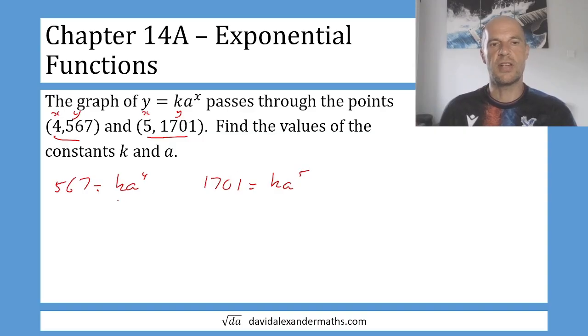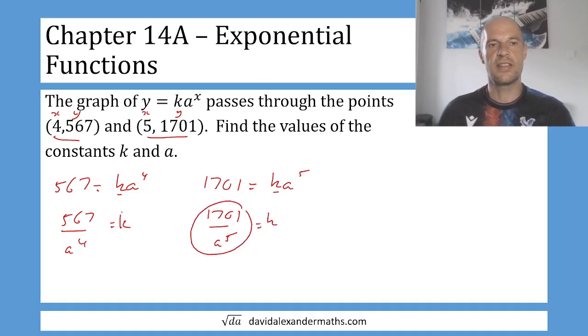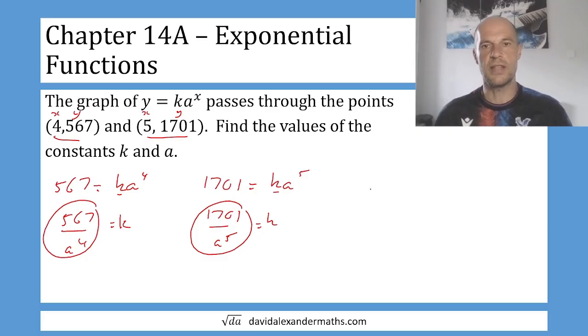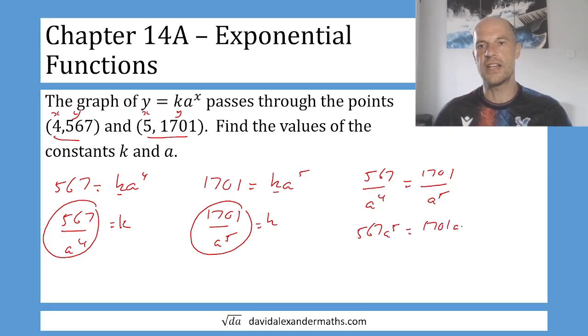Okay, so k is common to both of them, so what I'm going to do is make both of these equal k. So 567 over a to the power of 4 is k, and 1701 over a to the power of 5 is k. So if k is both this and this, then these two things must be the same. So 567 over a to the power of 4 must equal 1701 over a to the power of 5. So let's cross multiply. 567 a to the power of 5 equals 1701 a to the power of 4.